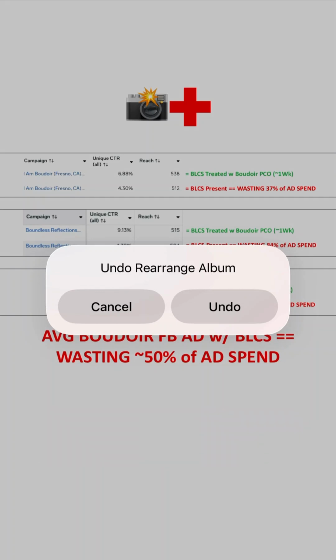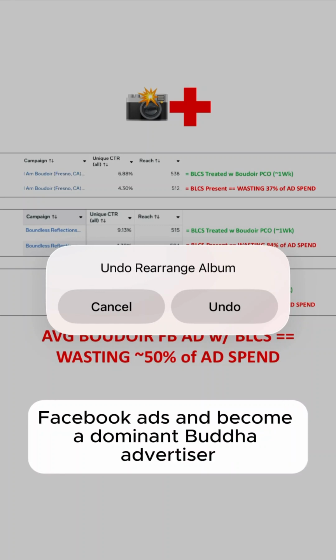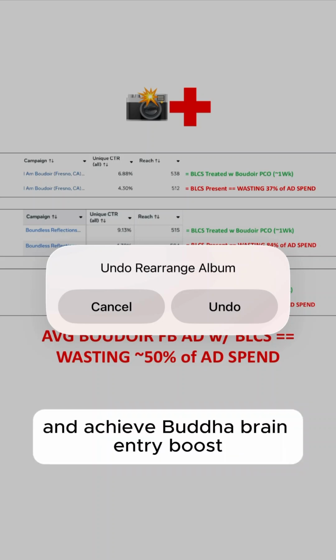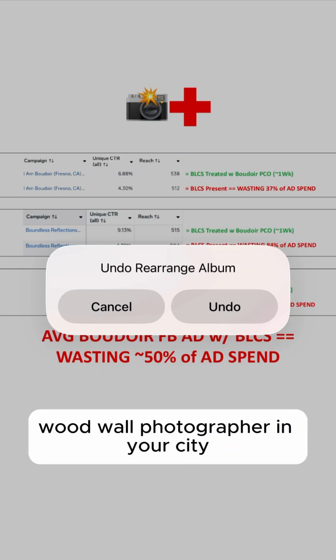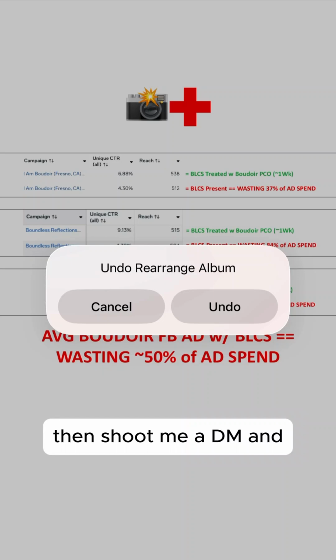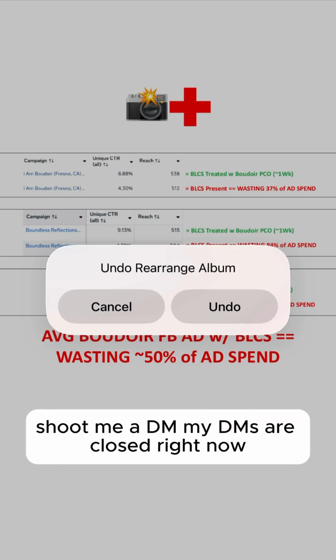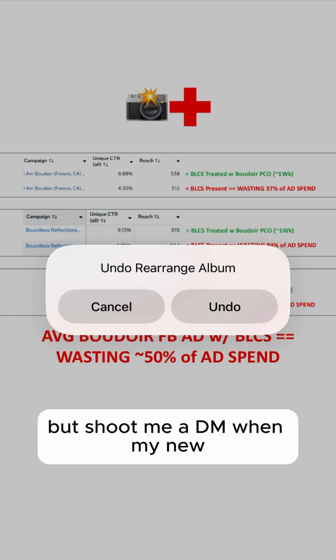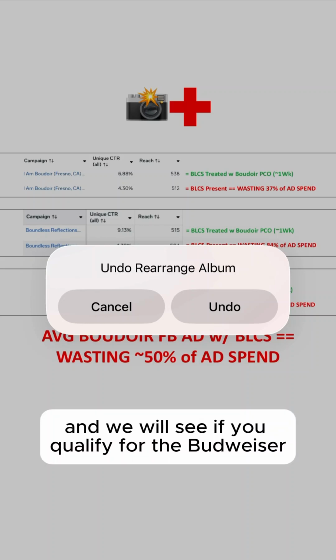And you want to achieve pre-click alignment in your Boudoir Facebook ads, become a dominant Boudoir advertiser, and achieve Boudoir brain entry boost, because you need that on your way to becoming the number one boudoir photographer in your city. Then shoot me a DM when my new patient intake's open. My DMs are closed right now, but shoot me a DM when my new patient intake is open, and we will see if you qualify for the Boudoir Pico treatment.